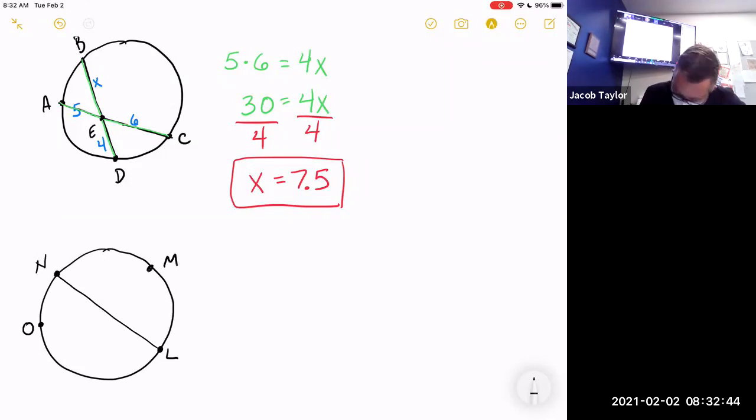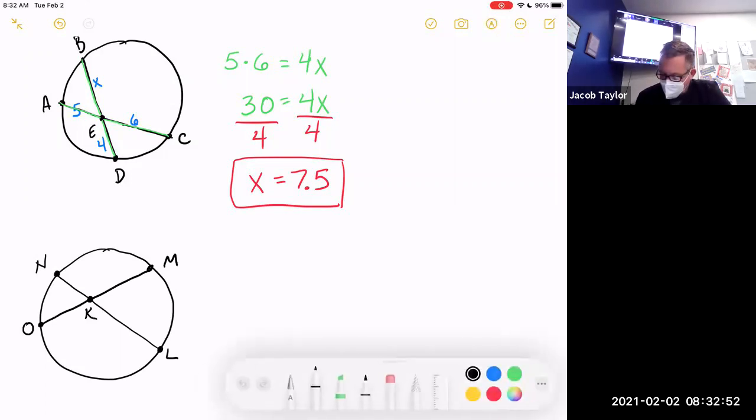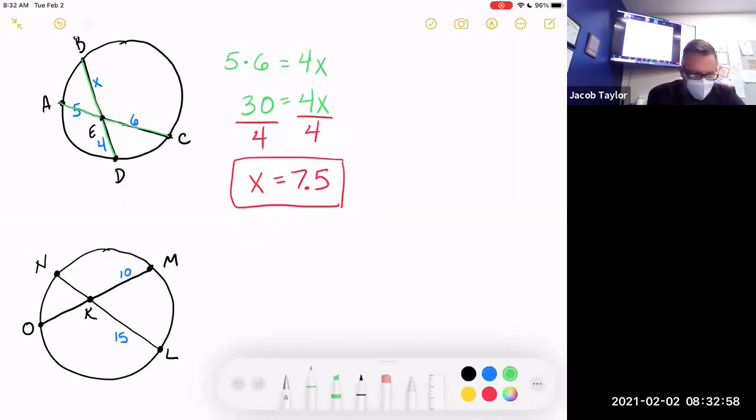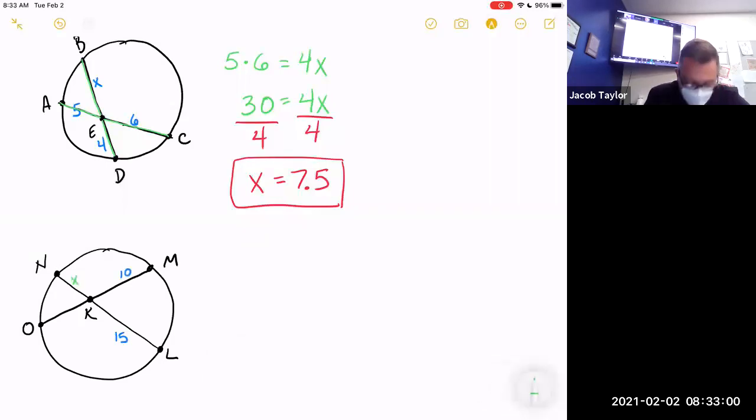Okay, let's make our other two segments here. And this time we're going to try one that's a little different because I'm going to give you 2 measurements and that's it. Really? No fooling.